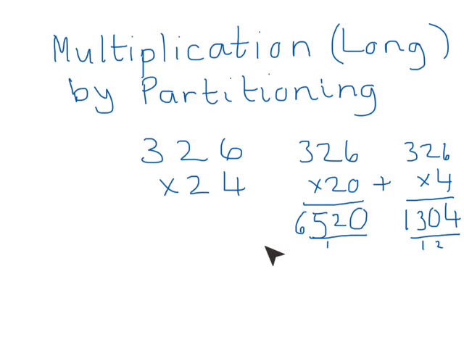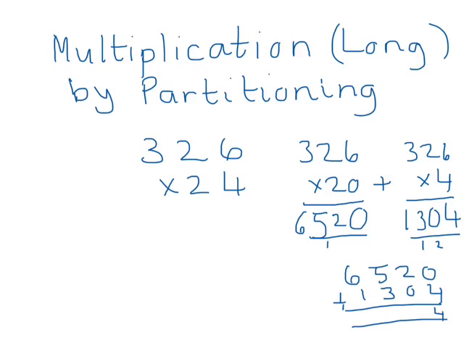Then you can guess what we do now. We've multiplied by 20, we've multiplied by 4, so we put them together, we add them to get the answer. So if I write here 6,520, add on 1,304, add them together, and you get 4, 2, 8, 7. The answer is 7,824.